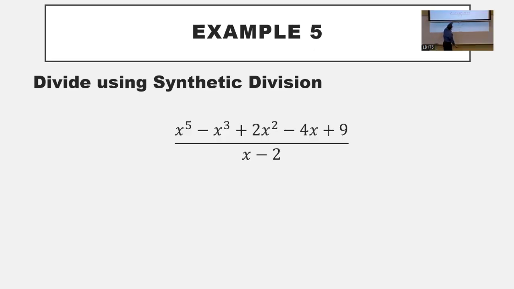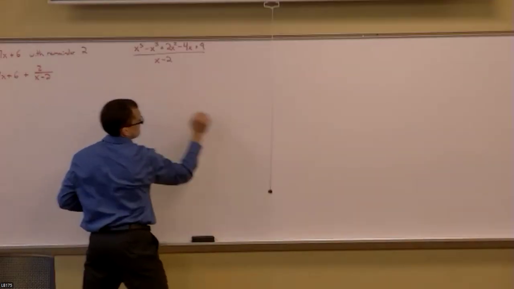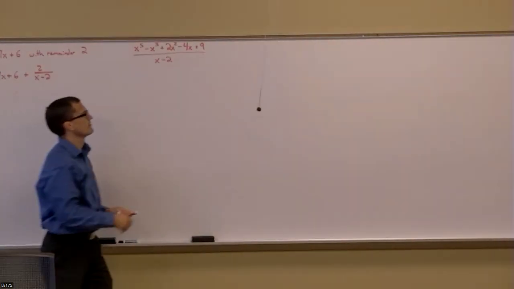I'll walk through it. We have x to the fifth minus x to the third plus 2x squared minus 4x plus 9, all divided by x minus 2.